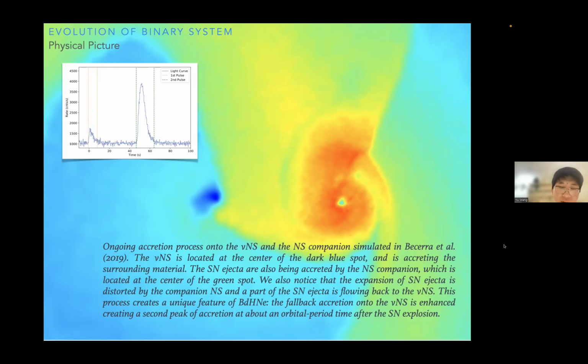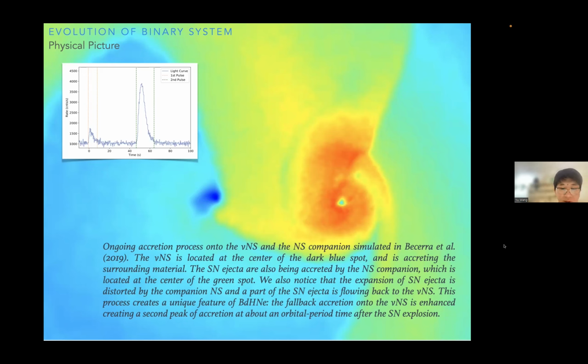So after a few minutes, this expansion... I'm talking about this picture, the simulation done by Lola. So this is an ongoing process. We can see the supernova has exploded and the supernova ejecta has reached the companion neutron star on the right side. So first we have this matter accretion onto the companion neutron star, the green dot surrounded by the red color. And this accretion produces the first pulse on the top left.